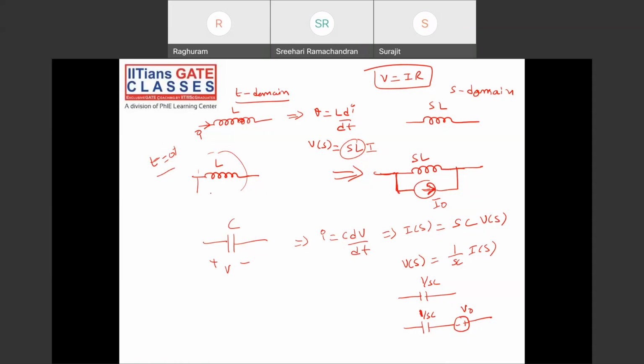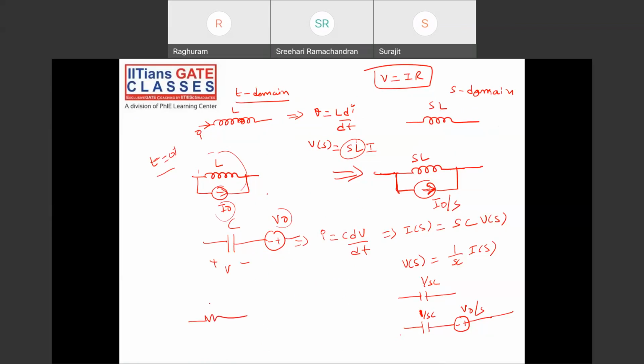This is I naught. If this is I naught, this will be I naught by S. This is V naught. This is V naught by S. Laplace transform of 1 is 1 by S. So Laplace transform of constant I naught is I naught by S. Laplace transform of constant V naught is V naught by S. So this is how you transform L and C elements.